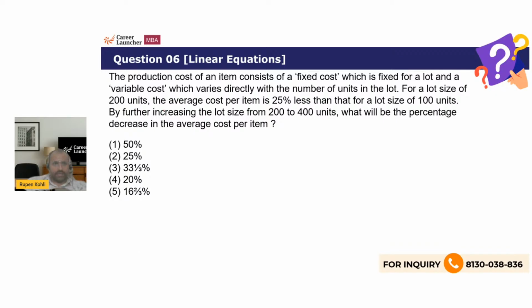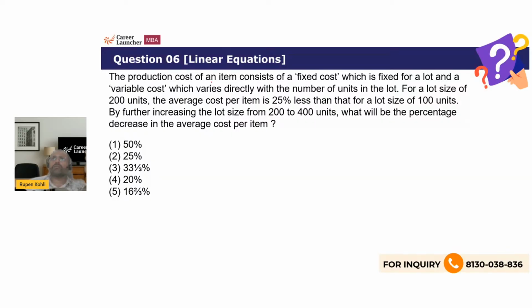Okay, so let me start doing this one with you. You also try to get this. The production cost of an item consists of a fixed cost, which is fixed for a lot, and a variable cost, which varies directly with the number of units in the lot.